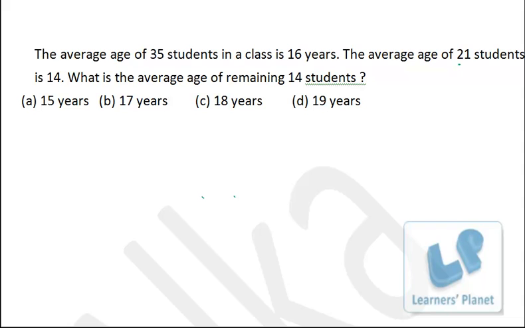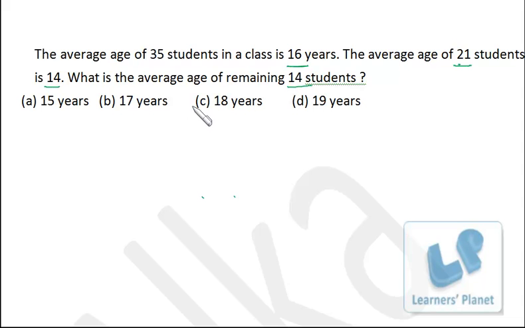Now let's solve this problem with this deviation concept. Now listen to me carefully. The average age of 35 students in a class is 16 years. So the mean, that is the average, is 16. The average age of 21 students is 14. What is the average age of the remaining 14 students?